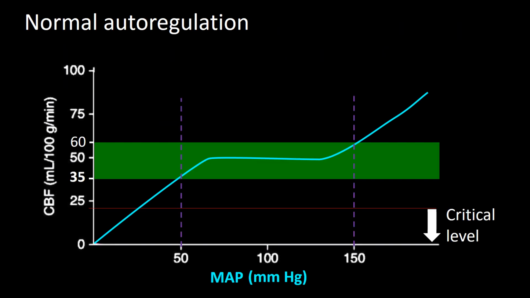This graph was previously presented to illustrate the relation between mean arterial blood pressure and cerebral blood flow in patients with normal autoregulation. I will use it now to talk about arterial hypotension. When the mean arterial pressure falls below 50 millimeters of mercury, cerebral blood flow drops significantly. The drop in cerebral blood flow will not affect all areas of the brain equally. The areas irrigated by the terminal branches of major arteries, referred to as watershed areas, will be more affected.